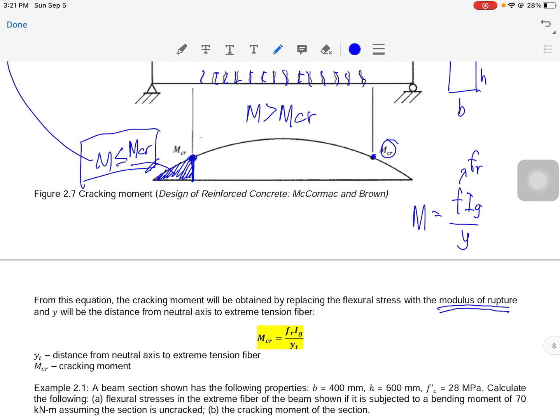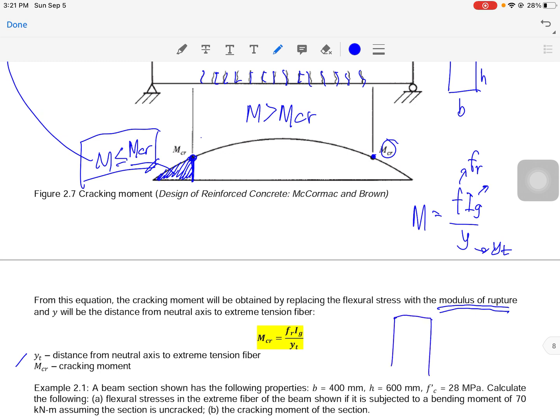Then Ig is as is, the gross moment of inertia of the section. Then y, take note of y, is replaced with yt. So yt here is the distance from the neutral axis to the extreme tension fiber.